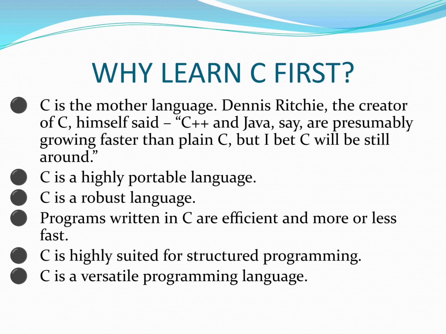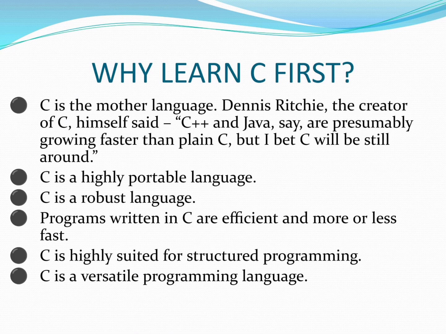Next, C is a highly portable language. That is, suppose you are writing a C program in your computer and then you want to write the same program, or suppose you want to change the program a little and then write it on your friend's computer, then you can do that. There's no problem. So, C is portable. Next, C is a robust language. It means that C contains a lot of library functions which are actually contained in a folder in the header files. We will discuss that later.